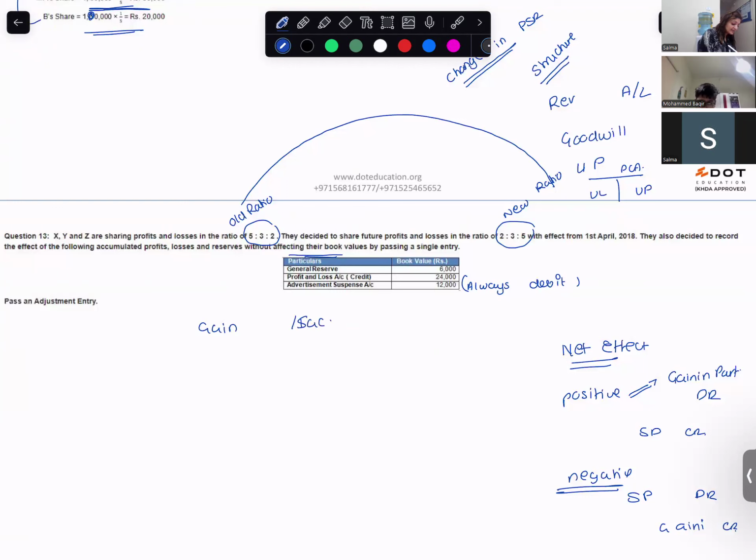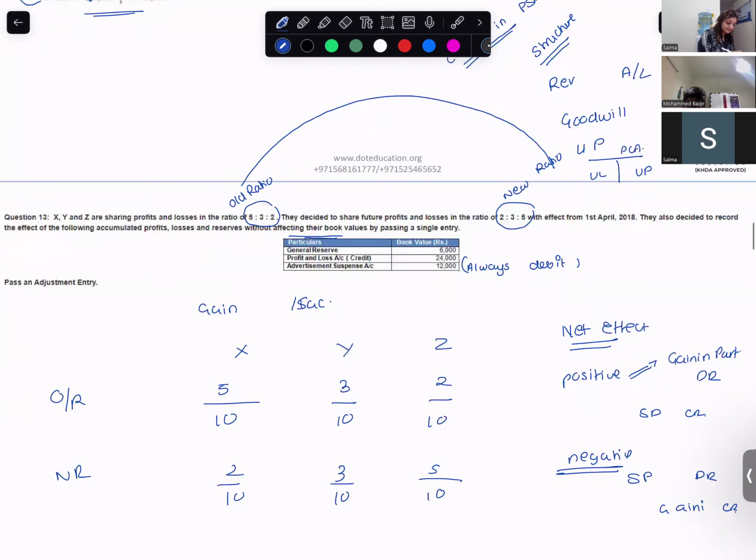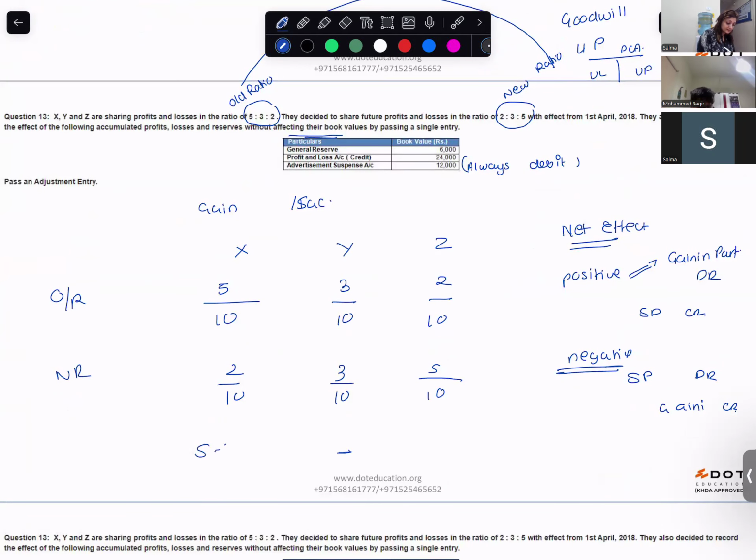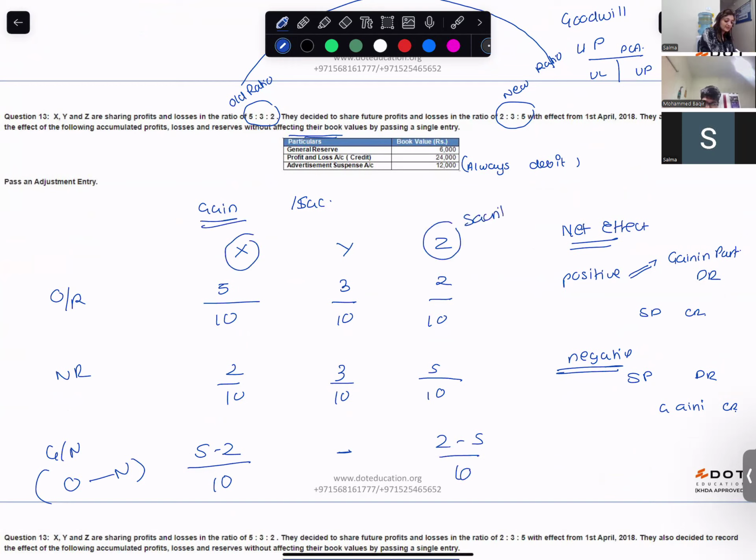How do you find the gain or sacrifice? We subtract the old ratio and the new ratio. What is the old ratio? 5:3:2. And what is the new ratio? 2:3:5. Okay, who is gaining? Who is sacrificing? Old ratio minus new ratio: X is gaining and Z is sacrificing.